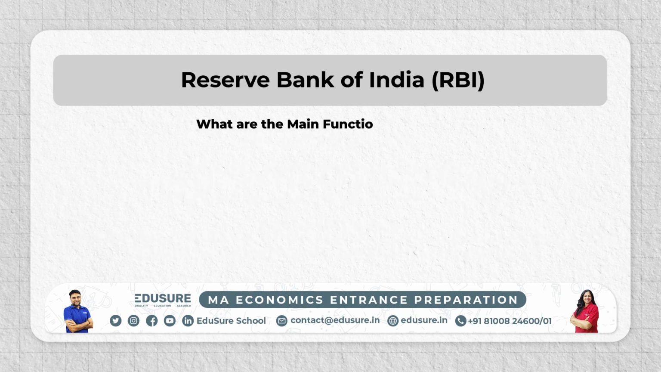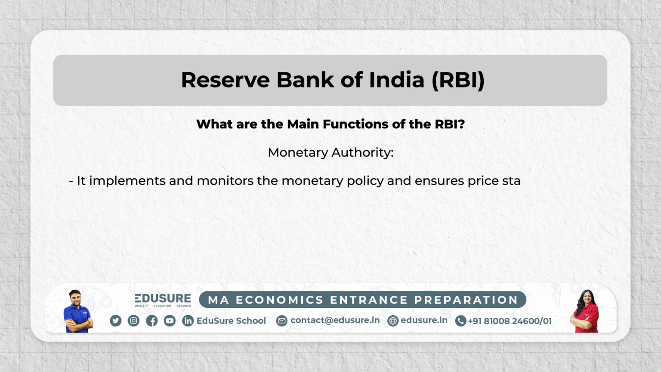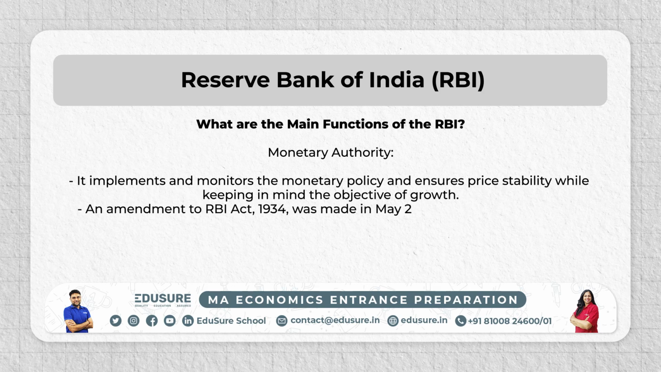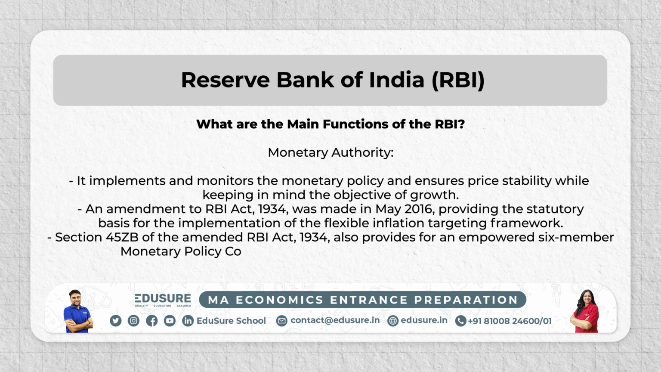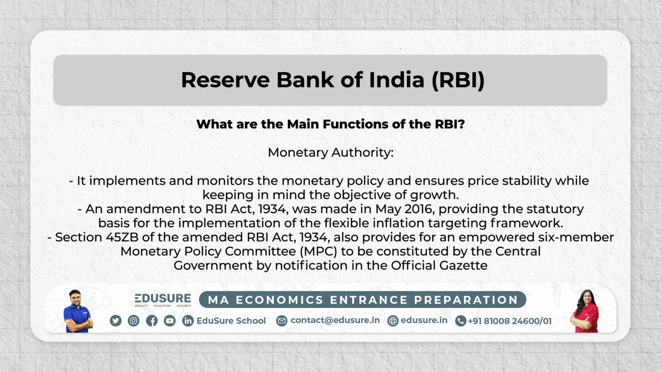What are the main functions of the RBI? Monetary authority. It implements and monitors the monetary policy and ensures price stability while keeping in mind the objective of growth. An amendment to the RBI Act, 1934 was made in May 2016, providing the statutory basis for the implementation of the flexible inflation targeting framework. Section 45ZB of the amended RBI Act, 1934 also provides for an empowered 6-member Monetary Policy Committee to be constituted by the central government by notification in the official gazette.